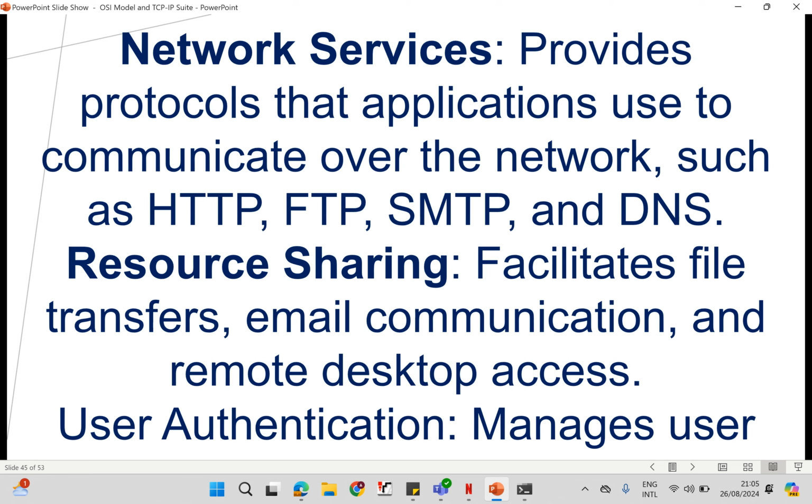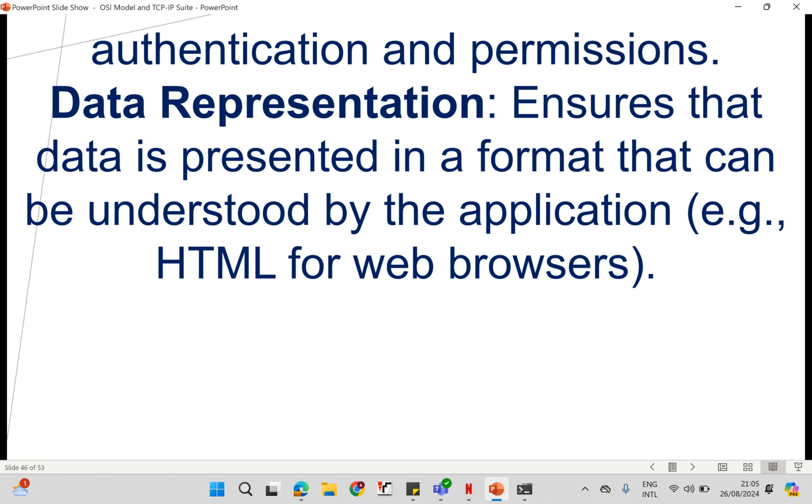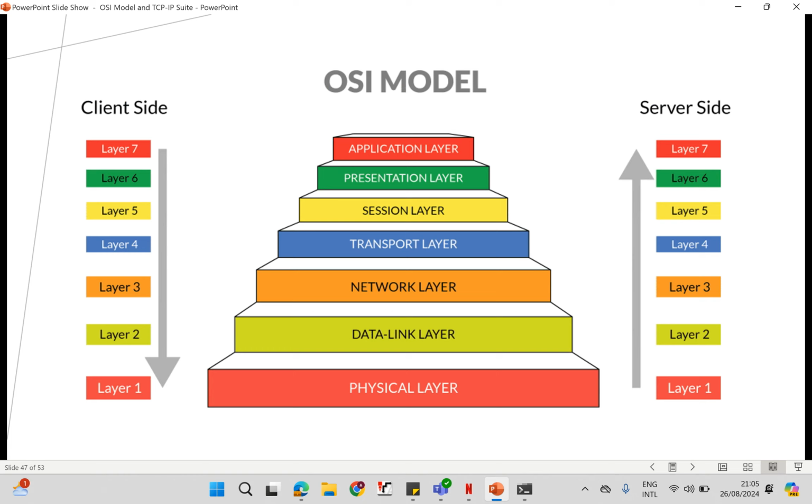Resource sharing facilitates file transfer, email communication, and remote desktop access. User authentication: it manages user authentication and permissions. Data presentation, yes, this is another part. It ensures that data is presented in a format that can be understood by the application, e.g. HTML for web browsers.